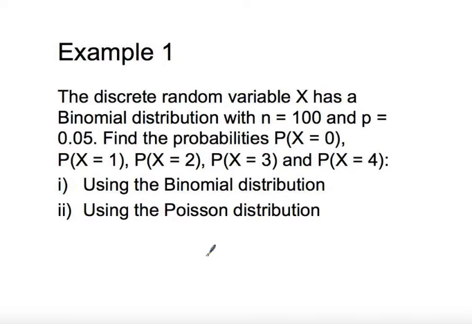So let's look at a first example. The discrete random variable X has a binomial distribution with n equals 100 and p equals 0.05. Find the probabilities X equals 0, 1, 2, 3 and 4 using both the binomial and the Poisson distribution.